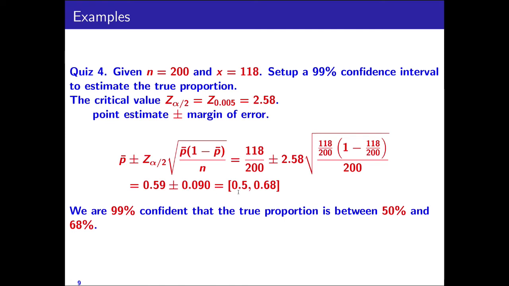And to get the lower limit, it's 0.59 minus 0.090, which is 0.5, and the upper limit is 0.59 plus 0.090, which is 0.68. Convert this into percentage. We have the following concluding remark. We are 99% confident that the true proportion is between 50% and 68%.